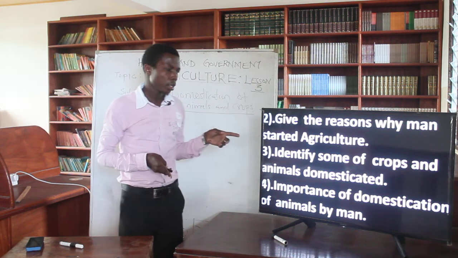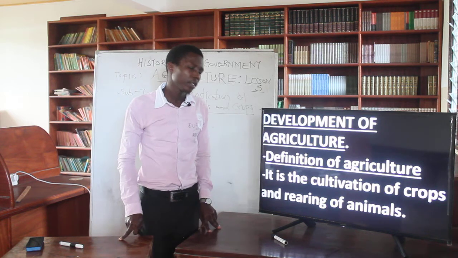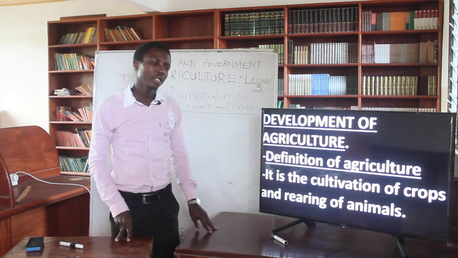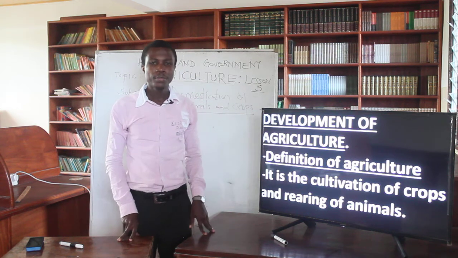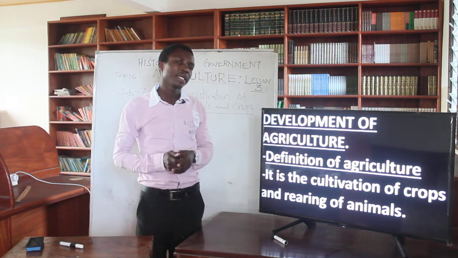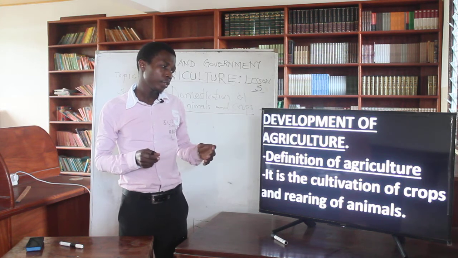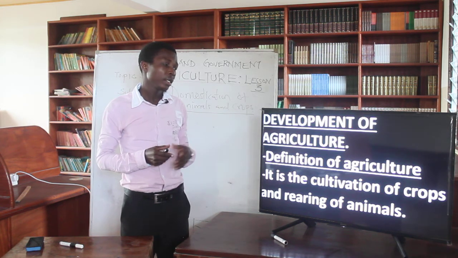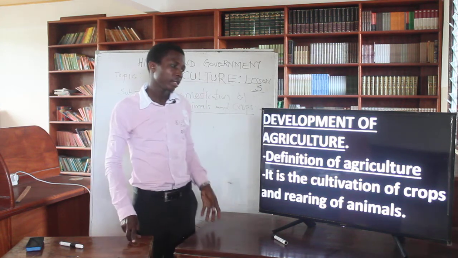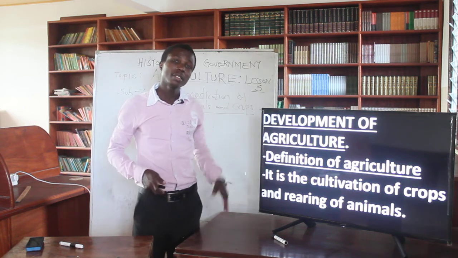So straight away, let's define what agriculture is. Agriculture is the process of cultivation of crops and rearing of animals. That is what agriculture is. If you talk about animals and crops together, domesticated, somebody can say that is the domestication of animals and plants. That is still the definition of agriculture as far as history is concerned.